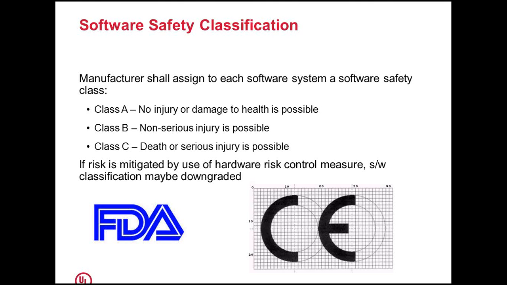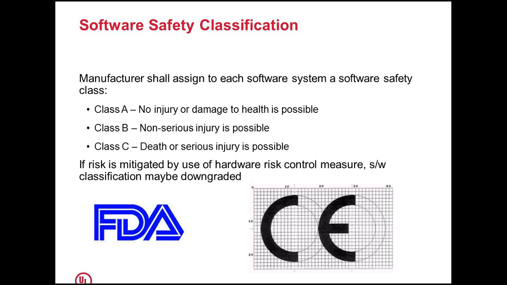The manufacturer of the software shall assign each software system a software safety class. So in Europe, it is class A, class B, and class C. These three classifications are there.